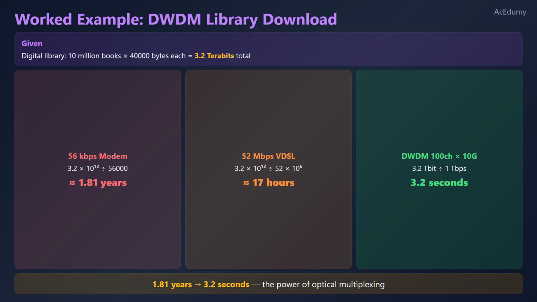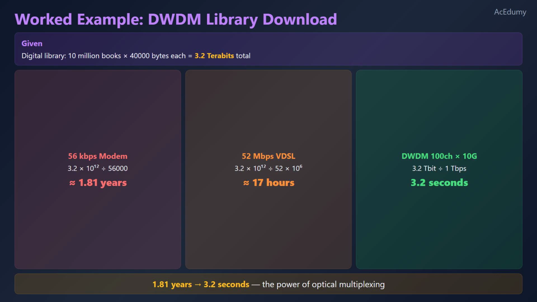With a 56 kilobits per second dial-up modem, the time is 3.2 times 10 to the 12 divided by 56,000, which equals about 57 million seconds, or approximately 1.81 years. With a VDSL connection at 52 megabits per second, it would take about 61,500 seconds, or roughly 17 hours.